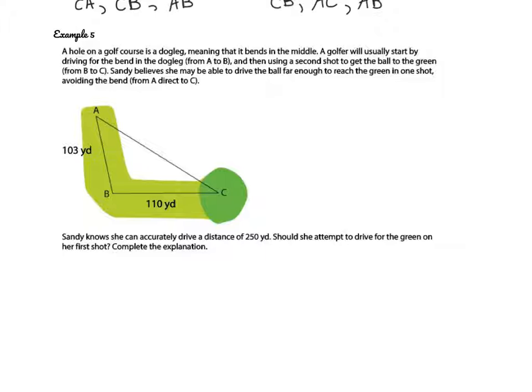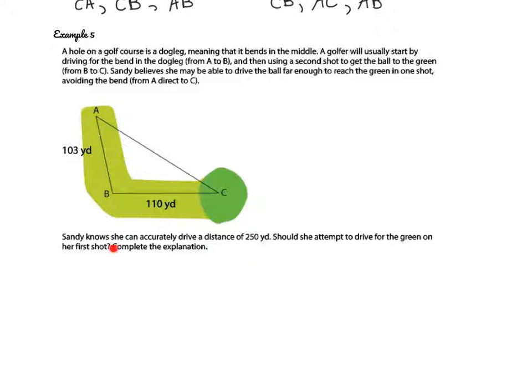Okay, so let's see if we can use what we know about triangle inequalities to help us with this word problem. So this says, a hole on a golf course is a dogleg, meaning that it bends in the middle. A golfer will usually start by driving for the bend from A to B, and then using the second shot to get onto the green. So you're starting at A, usually they'd go here, and then they'd try to hit it to where the hole is. However, Sandy believes that she may be able to drive the ball far enough to go straight to the green. So she thinks that maybe she can make it all the way from A to C. And that means that she can avoid this bend and she can save a shot.